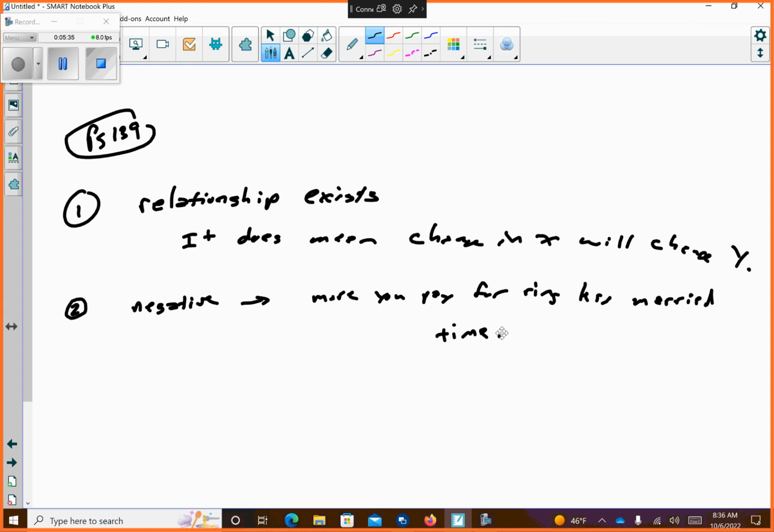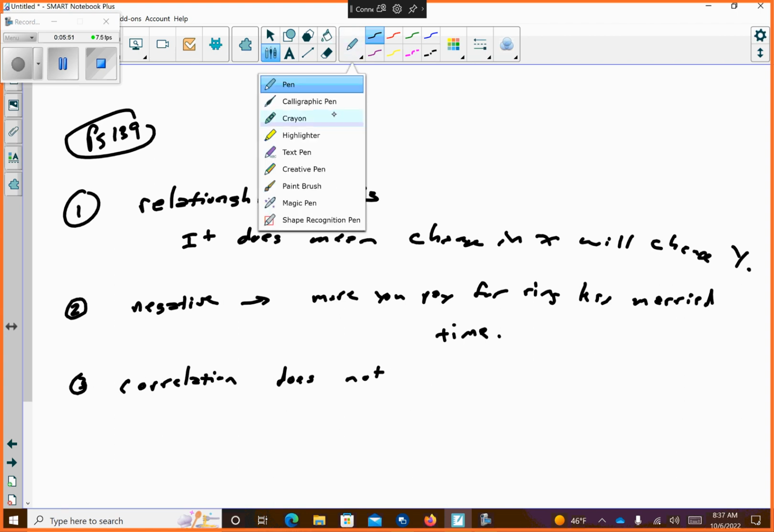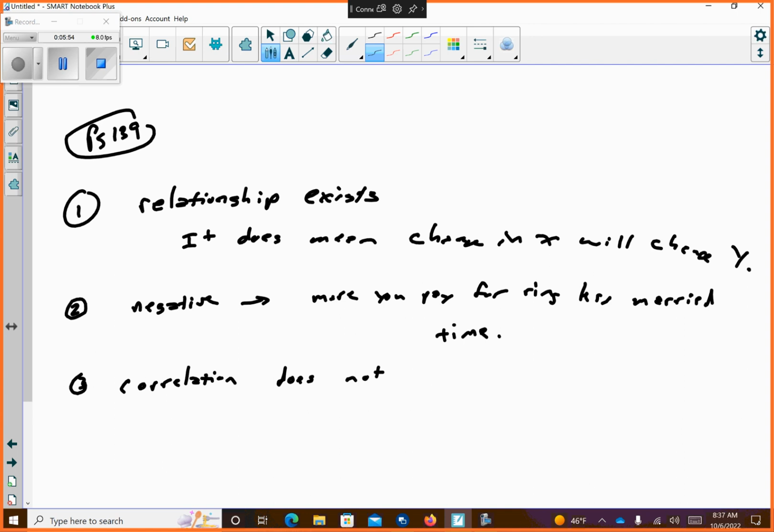All right. So, problem number 3, correlation. So, your R value does not mean, change this to a better pen. That's not even better. Does not mean causation. So, guys, the cheaper the ring, it's not going to help you out in the marriage. All right. Sorry.